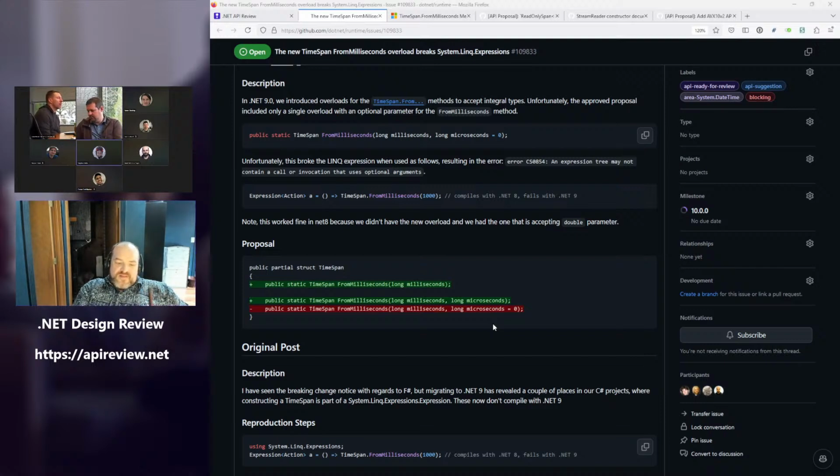Yeah, I do think Tarek makes a convincing argument that if you look at the TimeSpan.From methods in isolation, it looks like it's following a simple rule: everything with optional arguments has an overload with no optional arguments, and FromMilliseconds is the only exception. So it's just kind of weird. If you know the rule, then you know why.